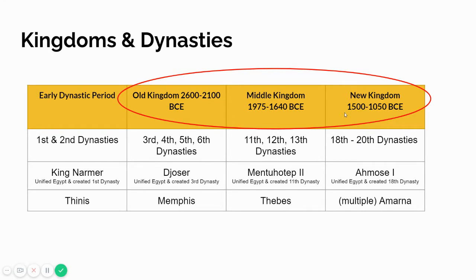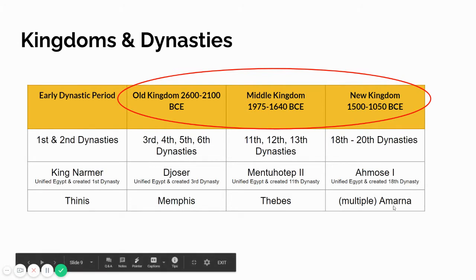And then in the New Kingdom, from 1500 to about 1050, you have the 18th through the 20th dynasties. We have the rulers dedicated to Ahmose the First, and then we actually had multiple locations for this dynasty, but mainly located in Amarna.